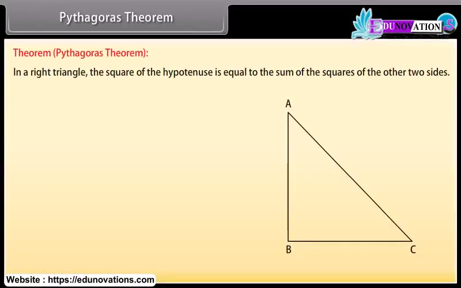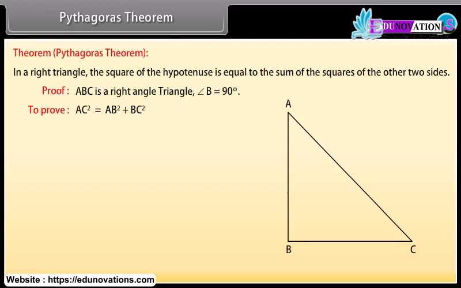In a right triangle, the square of the hypotenuse is equal to the sum of the squares of the other two sides. Let us prove this theorem. Proof: ABC is a right angle triangle. Angle B is equal to 90 degrees. To prove, AC square equals AB square plus BC square. Construction: draw BD perpendicular to AC.